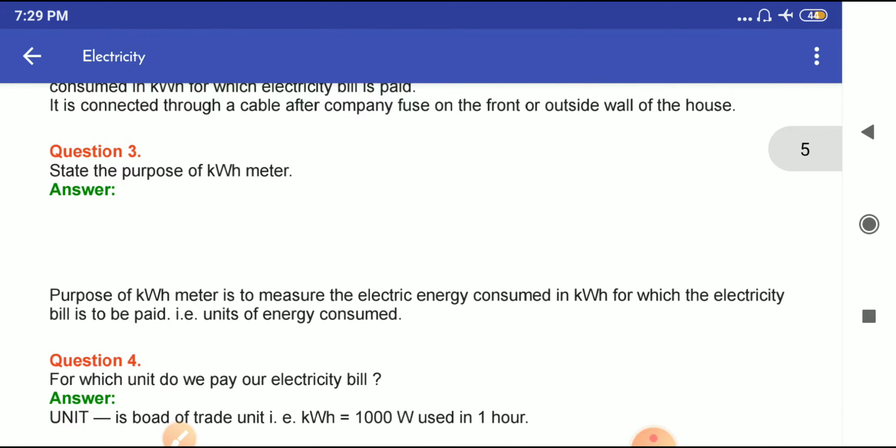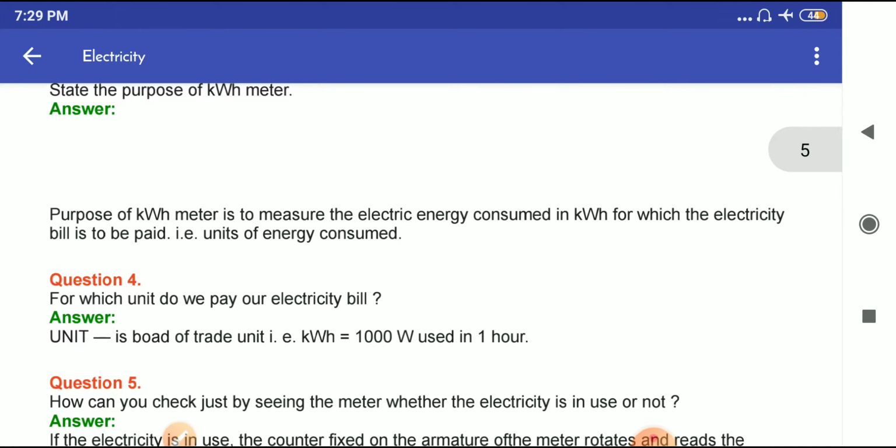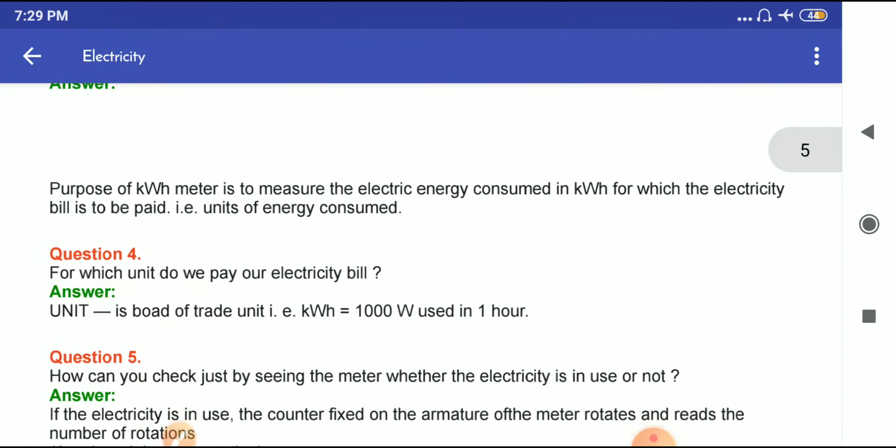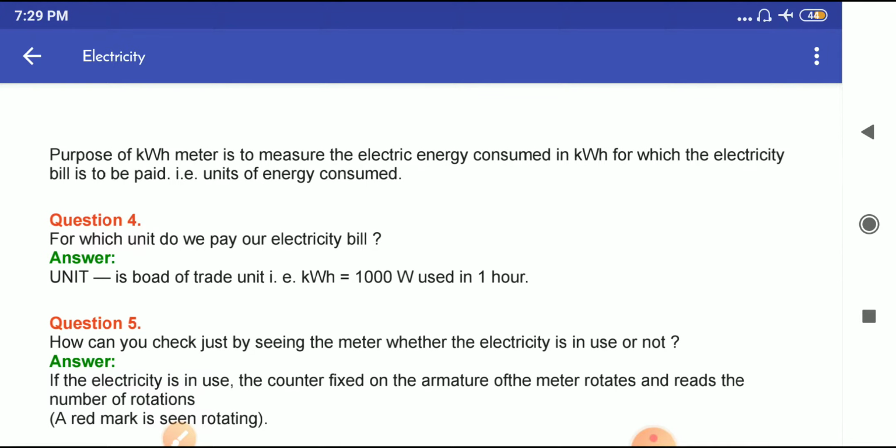Question number 3, state the purpose of kilowatt meter. Purpose of kilowatt meter is to measure the electric energy consumed in kilowatt hour for which the electricity bill is to be paid, that is units of energy consumed.